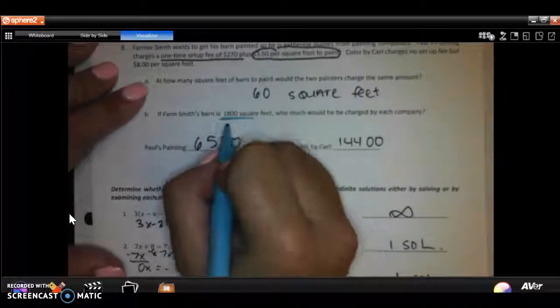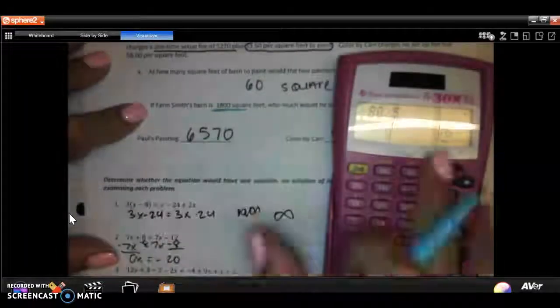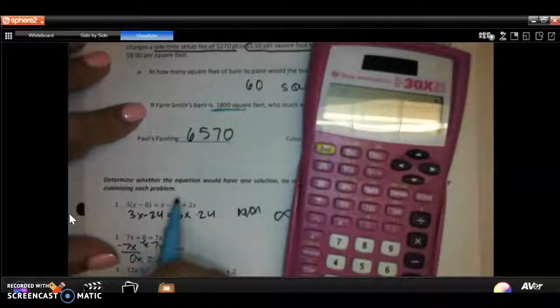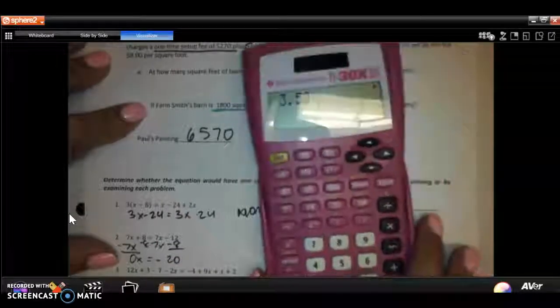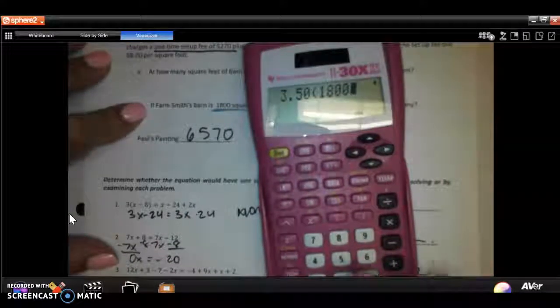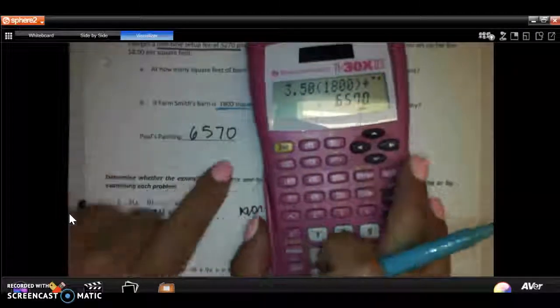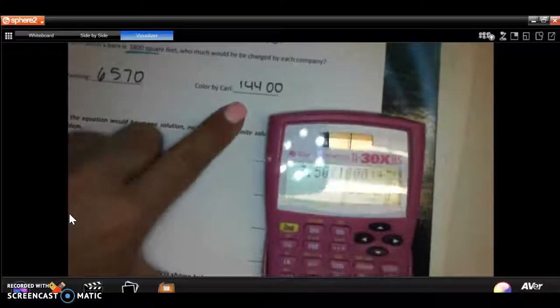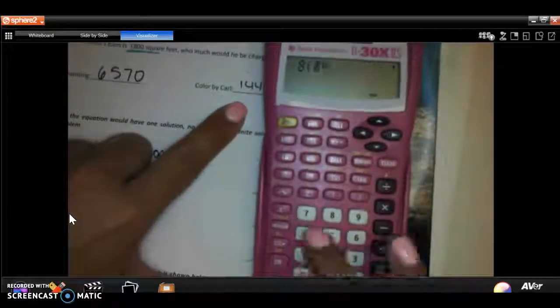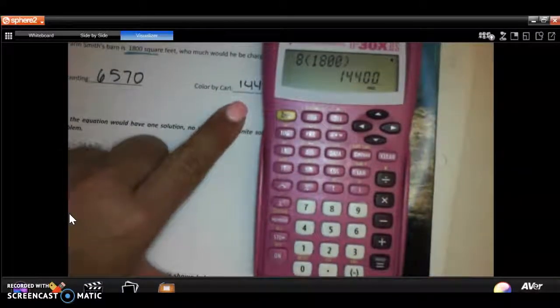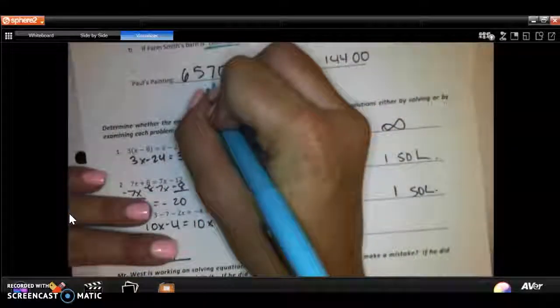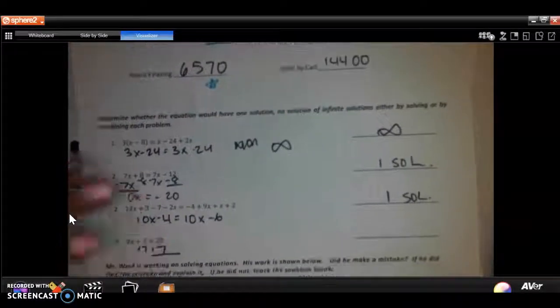Then they want me to take 1,800 and plug that in to figure out what's the better deal. So when I do that, for Paul, it's going to be $350 times 1,800 plus that activation fee, that's 6,570. Over here, it's going to be 8 times 1,800, which is 14,400. So what's the better deal for your money? At that rate, definitely Paul. We're going to go over these in class because we've not done those yet.